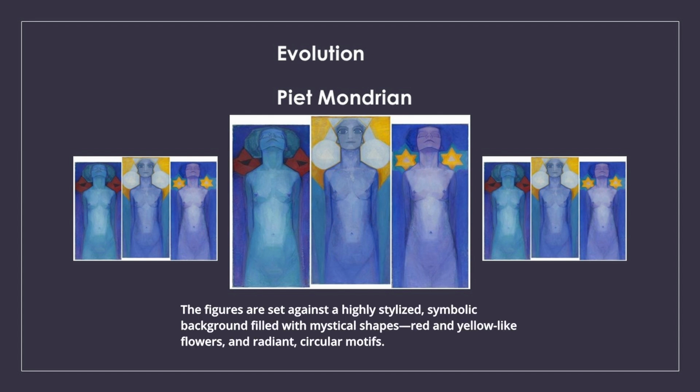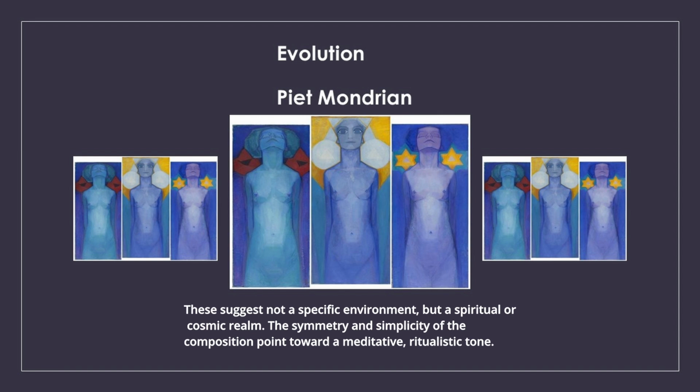The figures are set against a highly stylized, symbolic background filled with mystical shapes, red and yellow like flowers, and radiant, circular motifs. These suggest not a specific environment, but a spiritual or cosmic realm. The symmetry and simplicity of the composition point toward a meditative, ritualistic tone.